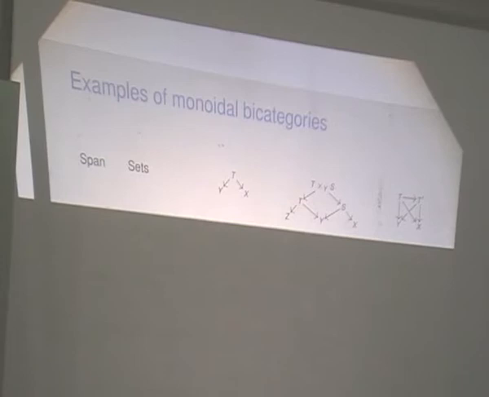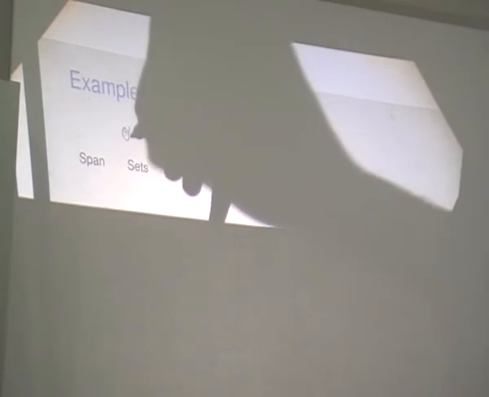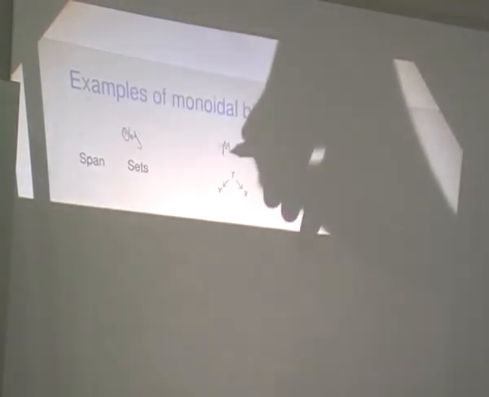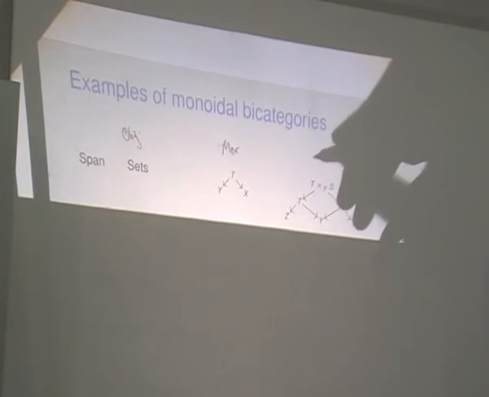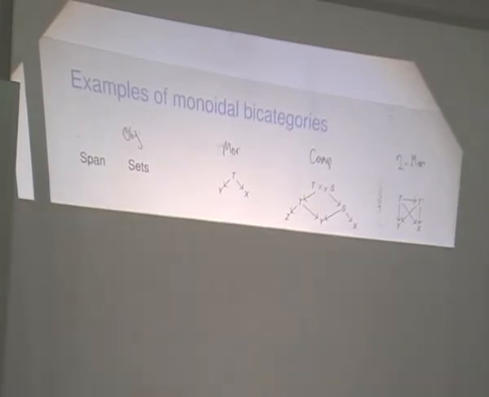So here I've got my objects, my morphisms, what the composition is, and what the two morphisms are. I've got the monoidal bicategory Span, where the objects are just going to be sets, and the morphisms are going to be spans between sets.